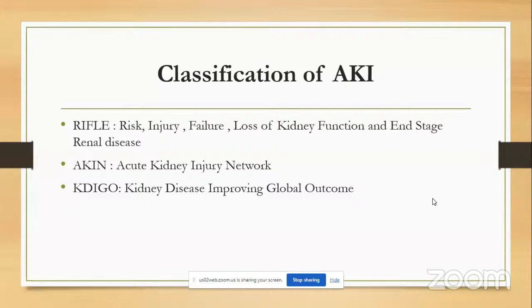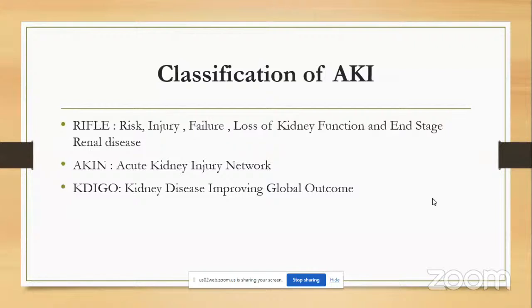There are ways to classify acute kidney injury: RIFLE, AKIN, and KDIGO. RIFLE is an acronym of risk, injury, failure, loss of kidney function, and end-stage renal disease. It is the oldest classification. AKIN, as the name indicates, acute kidney injury network, is a group of nephrologists and intensivists who further refined the RIFLE criteria and based AKIN classification on past 48 hours urine output and serum creatinine.